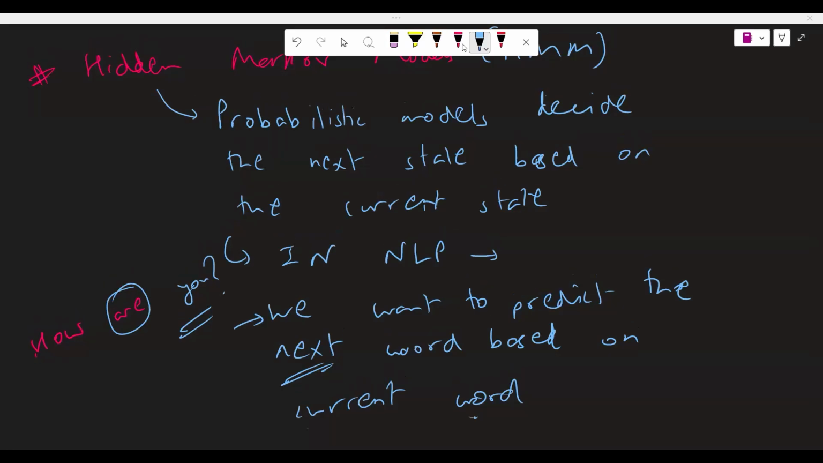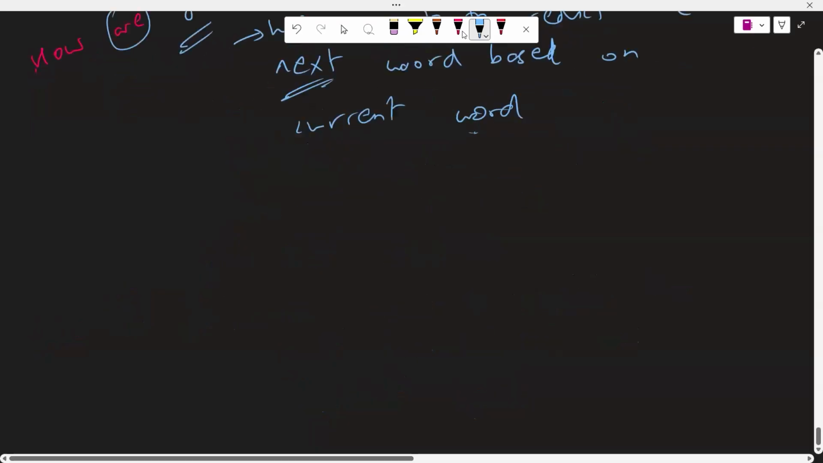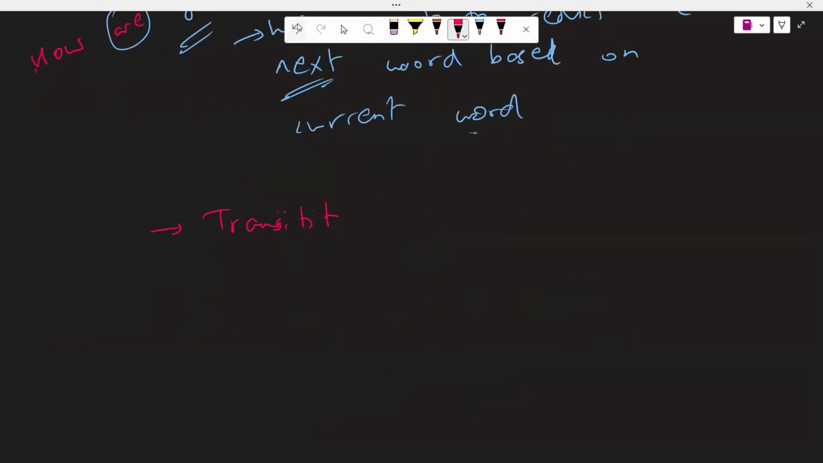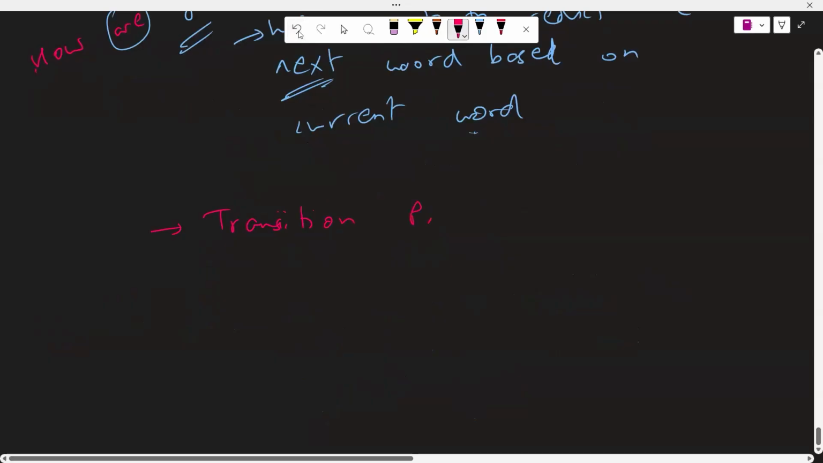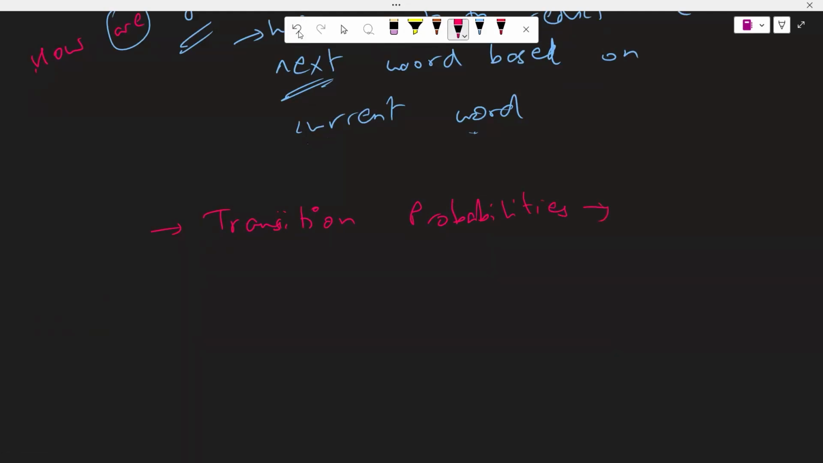Okay, so what it's going to find out is something called the transition probability. What does transition probability imply? The name is coming from this transition only, as you are going from the current word to the next word. That is referred to as transition. And the probability of going from that word to the other word is called the transition probability.